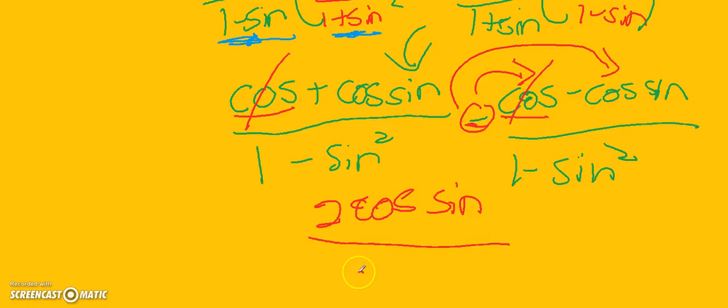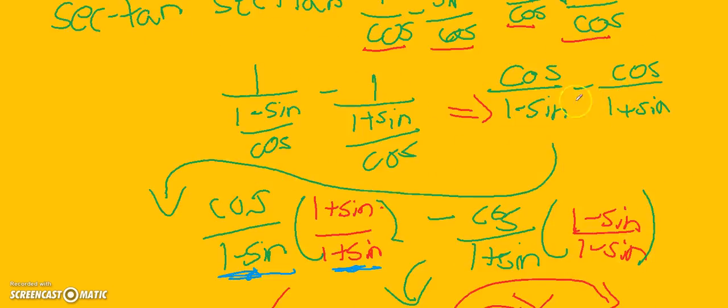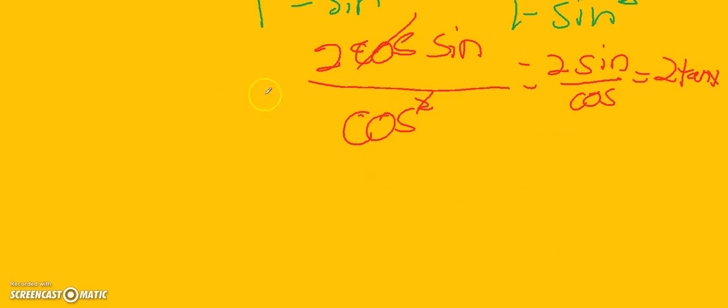1 minus sine squared is cosine squared. And now it's just simple. We just get rid of the square, we just get rid of the cosine, and this just equals 2 sine over cosine, which equals 2 tangent of x. I believe x is our variable. Yes, x is our variable. So this is the answer.